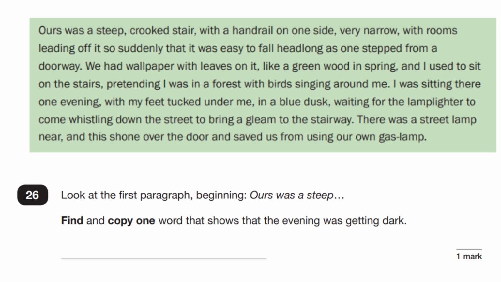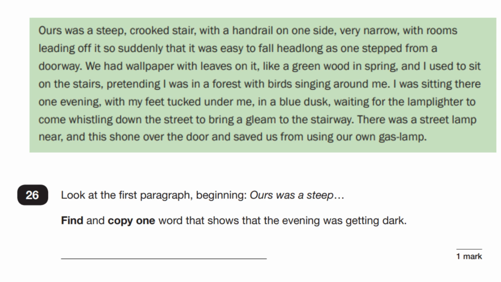Look at the first paragraph. I've cut the first paragraph out for you, beginning "ours was sweet". We know it's got to be there. Find and copy one word that shows the evening was getting dark. So it's an evening that's getting dark. Therefore, what happens when it gets dark? Well, we need to put the lights on. We might need to put the heating on. We might have to stay indoors. Lights on, heating on. Okay. Is there anything about lights on? Is there anything about heating on?